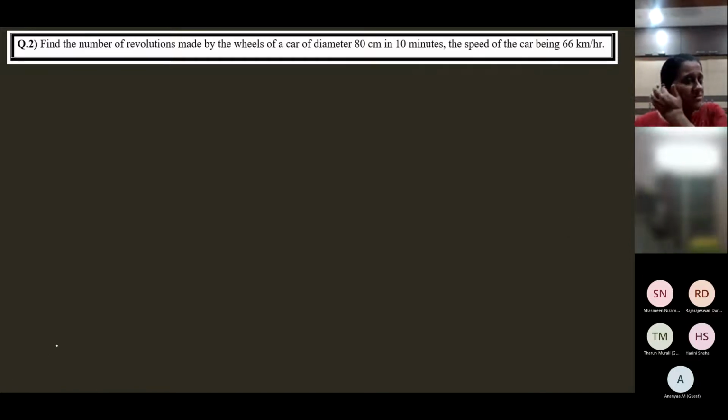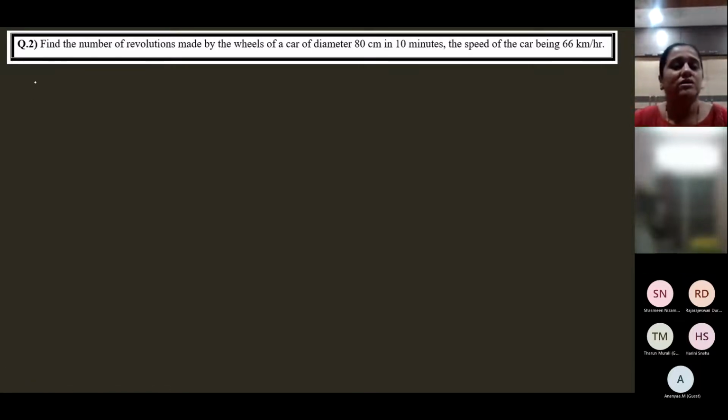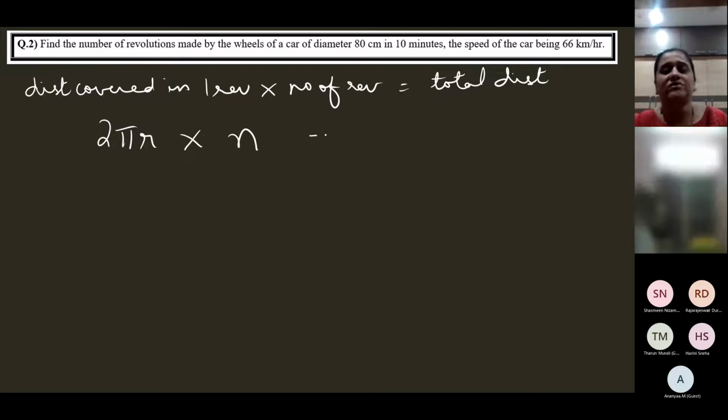Now, the sum, sometimes children find it difficult, so I've told you, use this formula. Distance covered in one revolution into number of revolutions is equal to the total distance covered. Very logical, no? So what is the distance covered in one revolution? 2 pi r, the circumference, into the number of revolutions. That's what you have to find, the number of revolutions, is equal to the total distance.